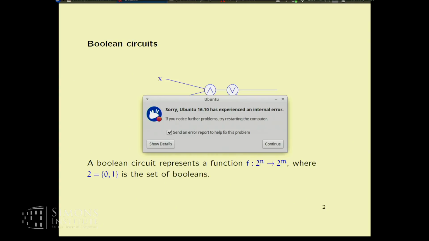Ubuntu 16.10 has experienced an internal error.